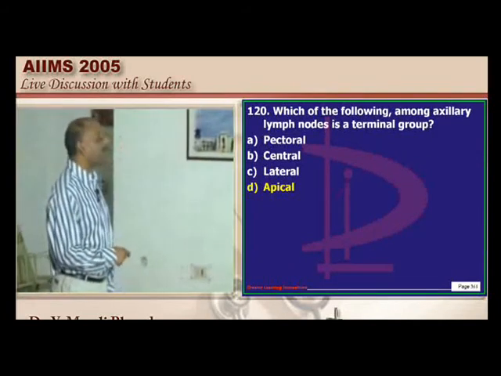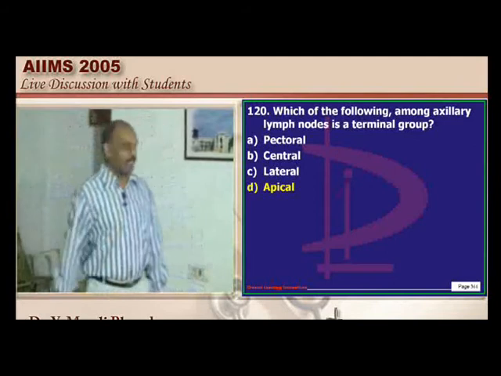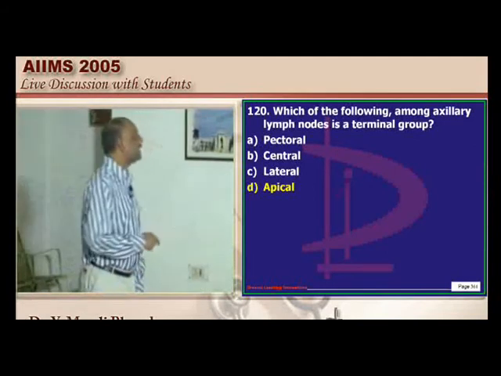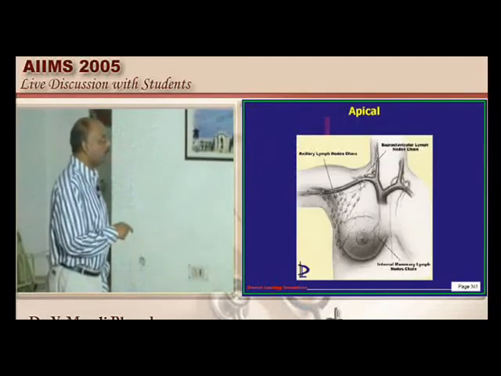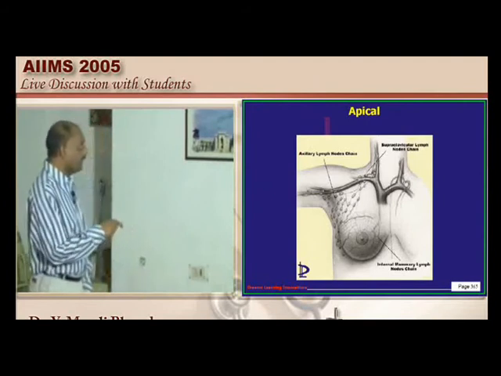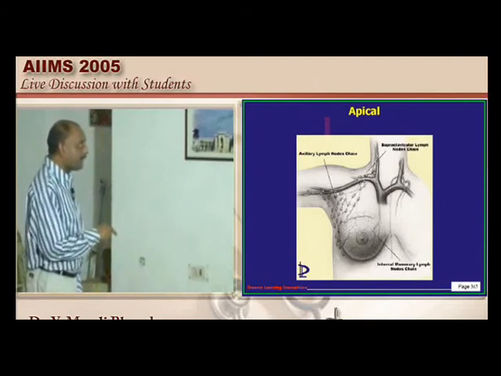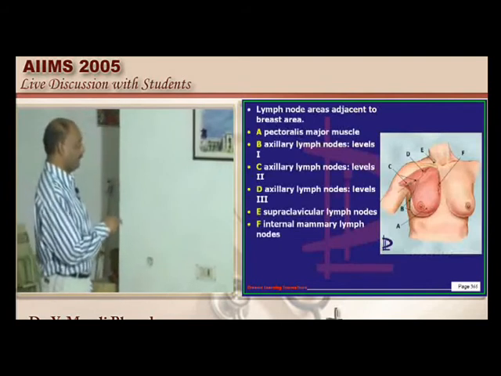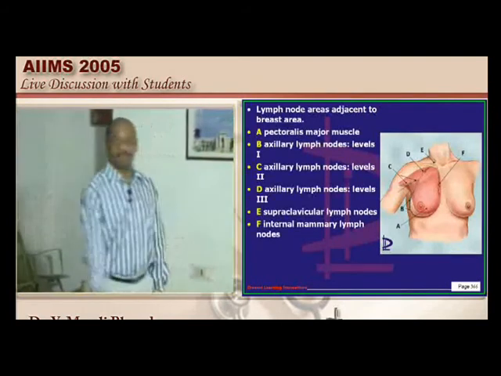Axillary lymph nodes, typically it is the apical part, which is the one place where it will be terminating, is what needs to be remembered. So you have a pectoralis major group, axillary lymph nodes of different levels, and finally you are having the supraclavicular lymph node, and the internal mammary group is what I want to underscore to all of you.